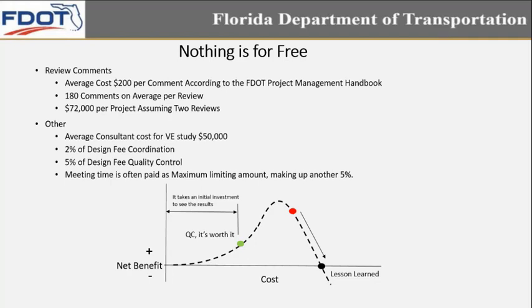And the review comments aren't the only cost of quality control, as we spoke about. The average consultant cost for a value engineering study is often around $50,000. 2% of design fee is for coordination. A big chunk of that coordination is for quality control. 5% of the design fee is specifically for quality control. And meeting time is often paid as a maximum limiting amount, which sometimes can make another 5%. All in all, what we're trying to say is it does cost money.